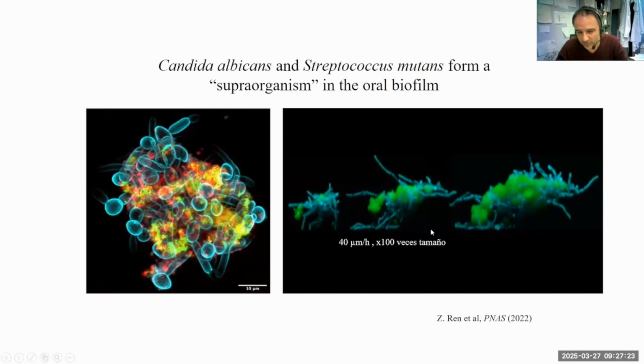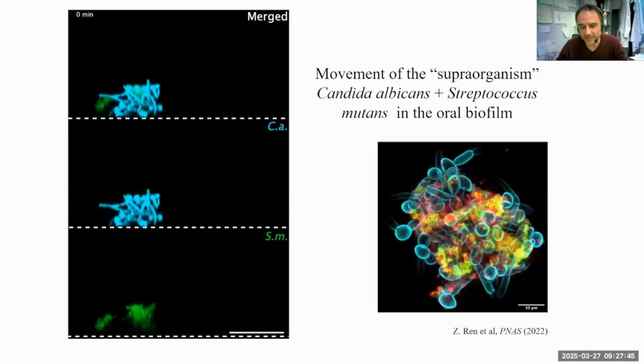And actually the group of Hyun Koo in Philadelphia have even estimated the speed at which they do that is about 40 microns per hour. So it is quite interesting, and that's why they have called this structure supraorganisms, because they actually change the biological features of them individually.